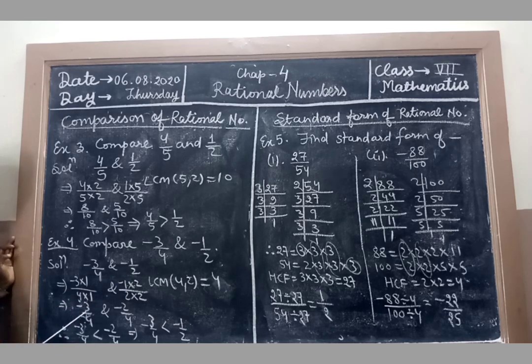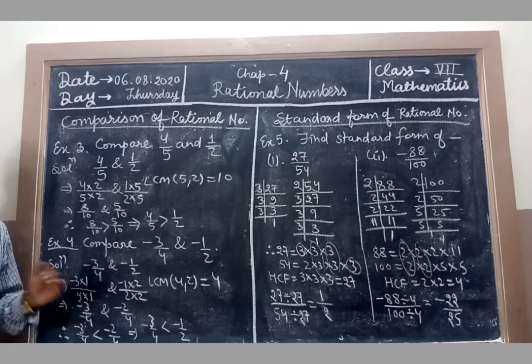Minus 3 into 1, minus 3 by 4. Minus 1 into 2, minus 2 by 4. So obviously minus 2 by 4 is greater than minus 3 by 4. Therefore minus 1 by 2 is greater than minus 3 by 4.